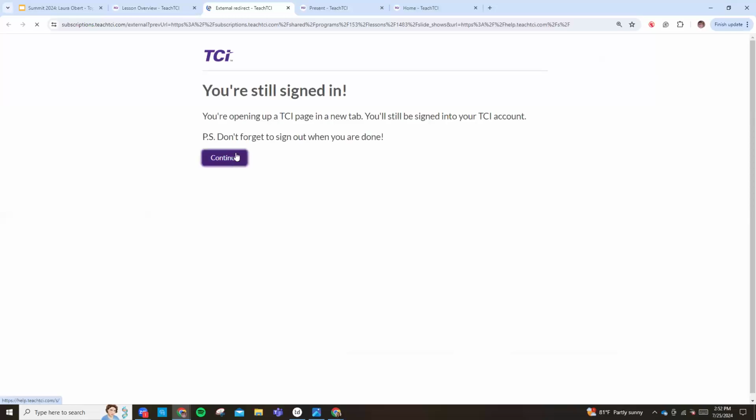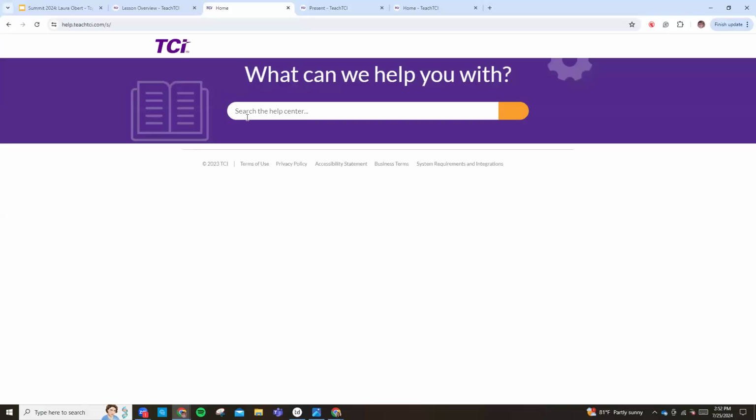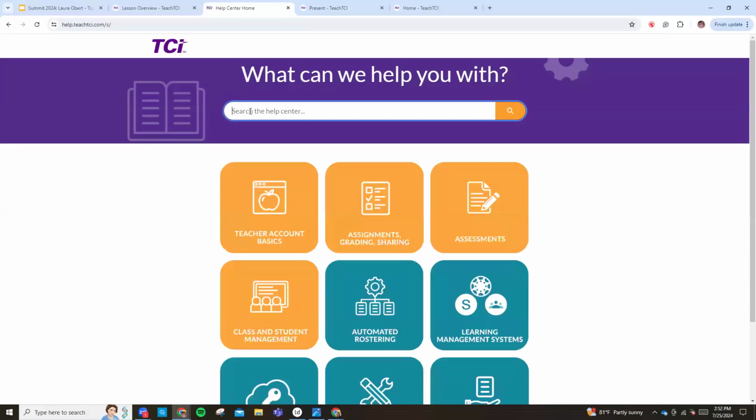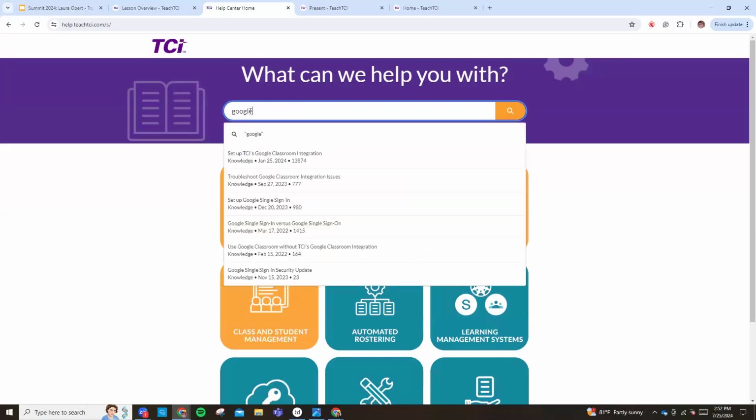So what we've put in here first is you will see frequently asked questions pop up. And then there's also a search engine. So let's say that you do Google Classroom and you need help troubleshooting Google Classroom. You can type into this search engine and type Google, and any articles having to do with Google will pop up. One of them is troubleshooting Google. And so you can come in here and you can get step-by-step directions to help you troubleshoot.